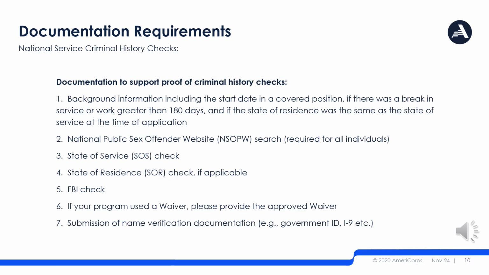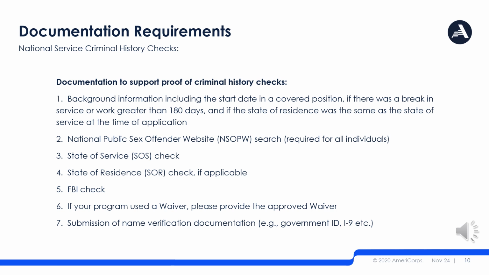Now we will briefly review documentation requirements for National Service Criminal History Checks. The agency has separate trainings for NSCHC and Litmus. More information on NSCHC requirements can also be found on AmeriCorps' website. NSCHC is required for staff, AmeriCorps members, and AmeriCorps volunteer transaction types. To support NSCHC, we will need background information including the start date and a covered position, if there was a break in service or work greater than 180 days, and if the state of residence was the same as the state of service at the time of application.